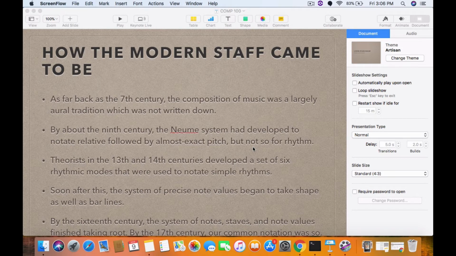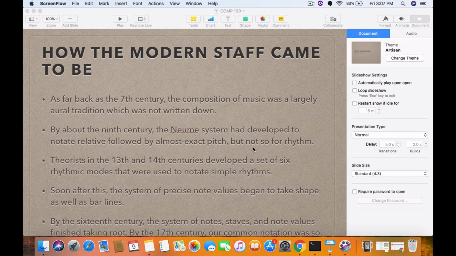In this presentation we're going to talk about how the modern staff came to be. As far back as the 7th century, the composition of music was largely an oral tradition, meaning it was not written down. A lot of composers and freelance musicians back then basically said music is passed down from generation to generation, but there's no written record of it.